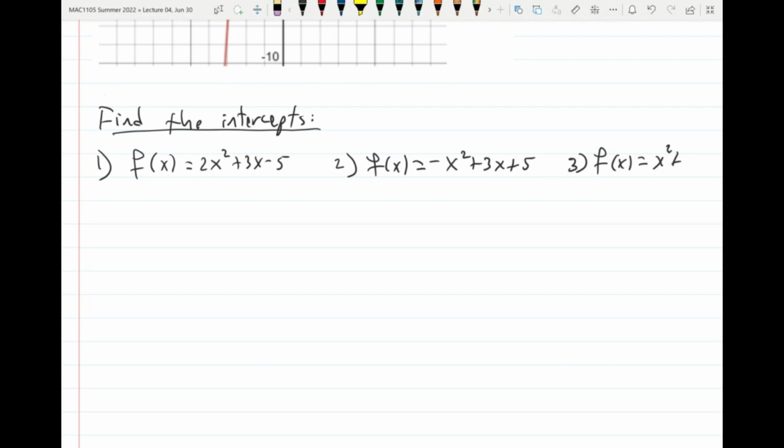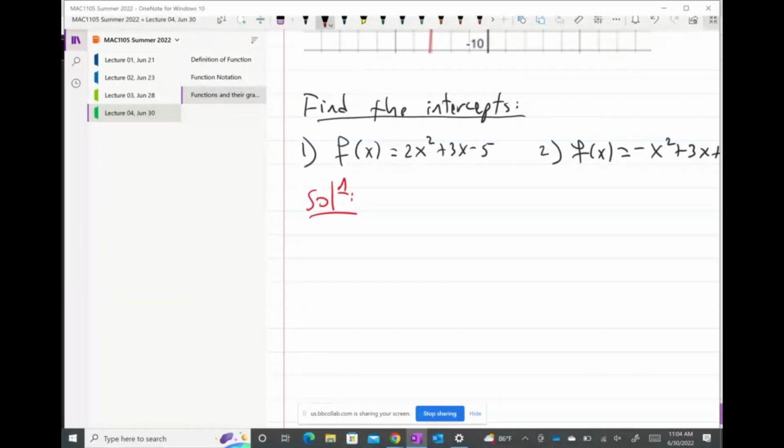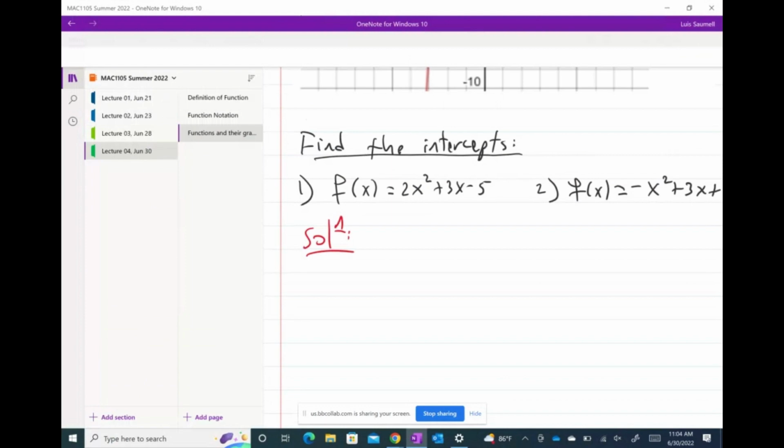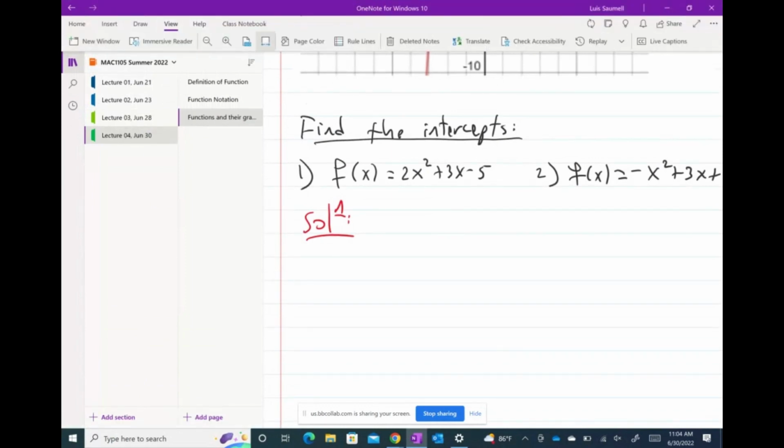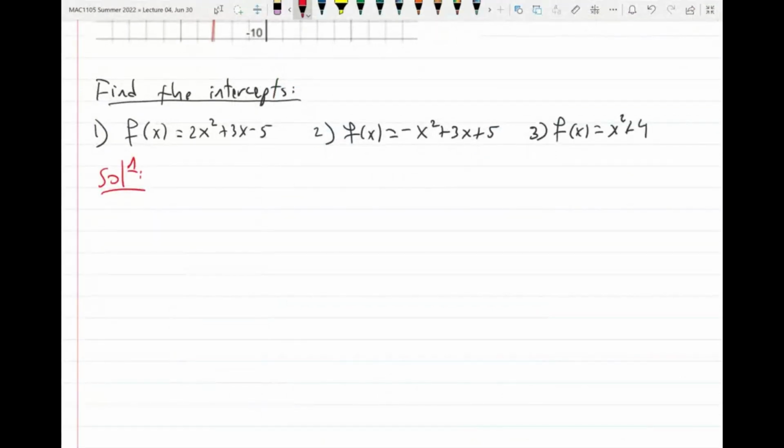Okay, so here we have 3 functions. Let's find the intercepts. Okay? All right, so solution. For the first one, we have the function f of x equals 2x squared plus 3x minus 5.